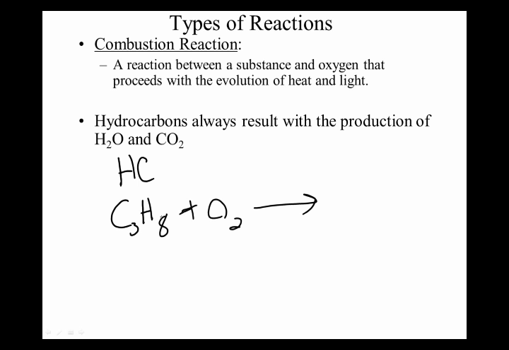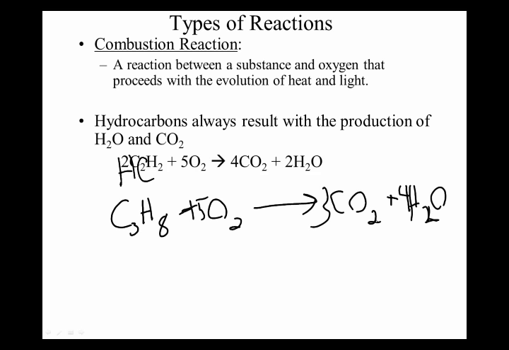This is the one type of reaction I am definitely going to expect you to be able to write, because with hydrocarbons, you always get exactly the same 2 products. All of the carbon goes with oxygen to make CO2, and all of the hydrogen goes with oxygen to make water. Then I can balance it as I need to. 3, 4, and then I have 4, 6, 10, so 5. There we go.